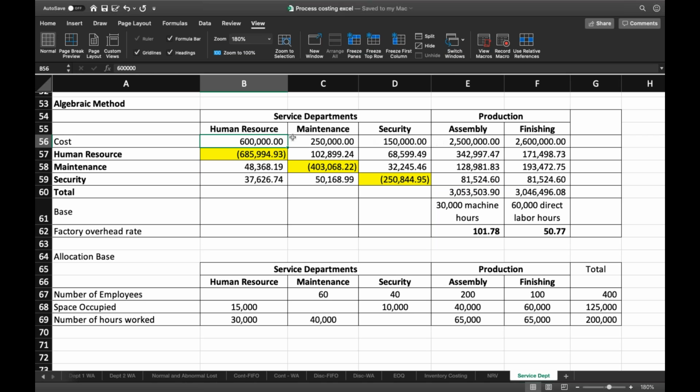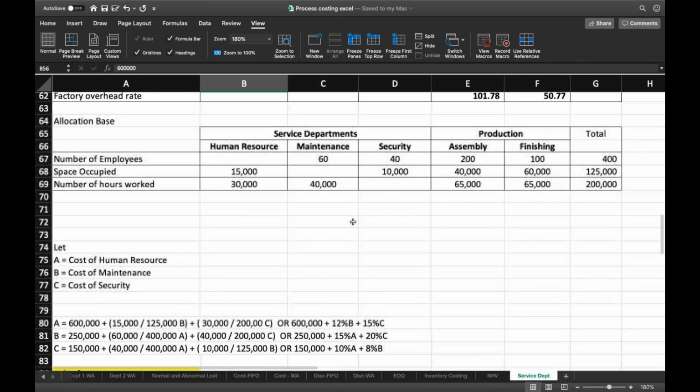in each department. However, the 600,000 is not the true cost yet for the human resource because maintenance serves human resource as well as security serves human resource. So therefore, if we will be allocating cost to human resource coming from maintenance and security, 600,000 is not the true cost yet. So we have to get the true cost in each department before we allocate it to production department and other service departments. So how are we going to do that?